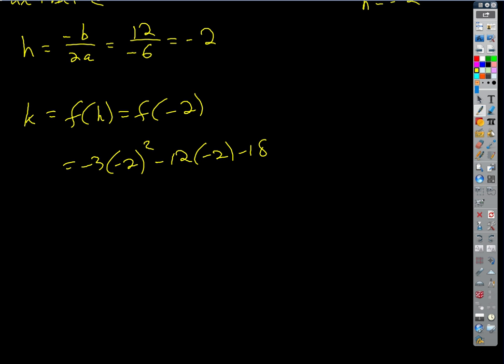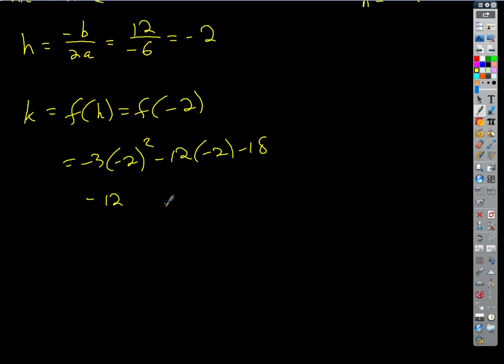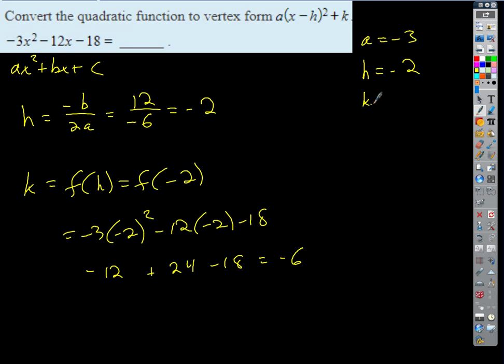And what's that work out to be? What's negative 2 squared? 4 times negative 3. Negative 12 times negative 2. So negative 12 plus 24 is 12, minus 18 is, okay, so there we got it. So now k equals negative 6.